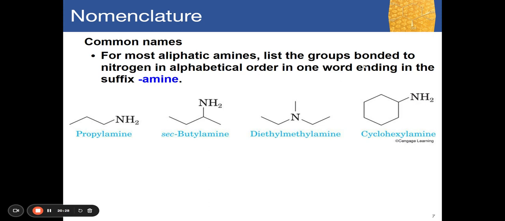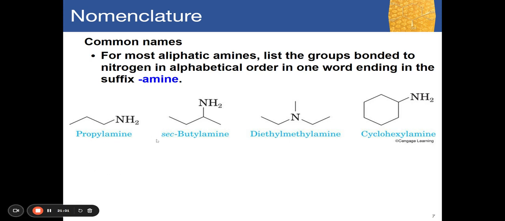Next, for the common name, for most aliphatic amines, list the groups bonded to nitrogen in alphabetical order in one word, ending with the suffix amine. So for the common name, we list the groups bonded to nitrogen in alphabetical order and then in one word ending in the suffix amine. So it always ends in amine. For this one, we have propylamine. This one is 1, 2, 3, which is propane. Instead of ane, we drop the ane and substitute it with yl, indicating it's an alkyl.